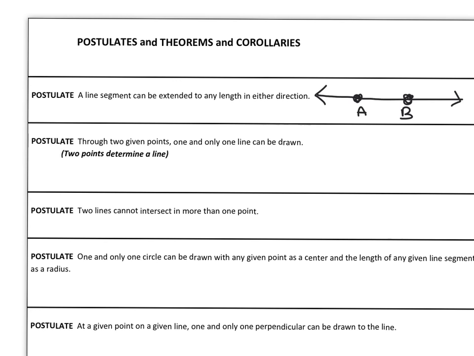Through two given points, one and only one line can be drawn. Well, we know that 2 points determine a line. So if I have 2 points, A and B, there's only one line that can be drawn, because we know that lines are straight. We're not going to be curving it. That wouldn't be a line. There's only one line that can be drawn, and we use that by saying 2 points determine a line. 2 lines cannot intersect in more than 1 point. Again, if I have 2 lines here intersecting, I can't have curved lines. They're always going to be straight because we're talking about lines. So I can't also have this intersect over here. They're only intersecting in that 1 point.